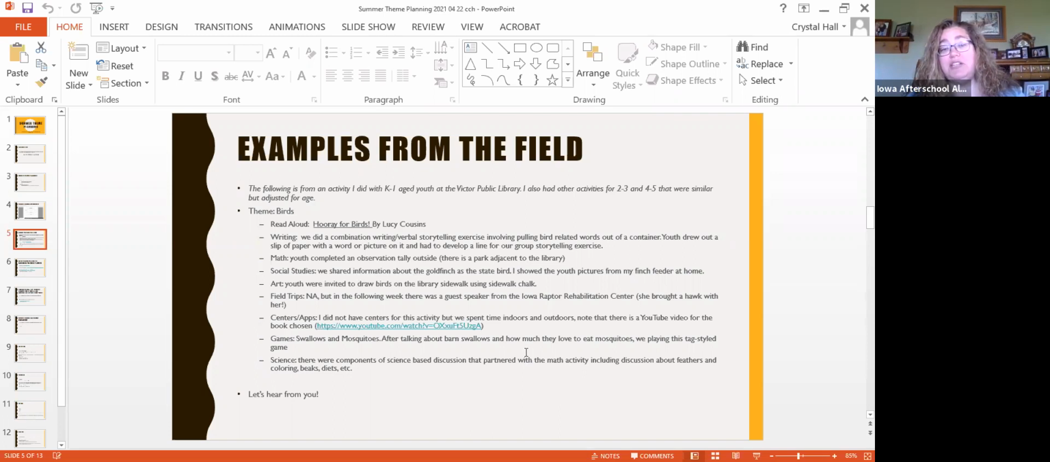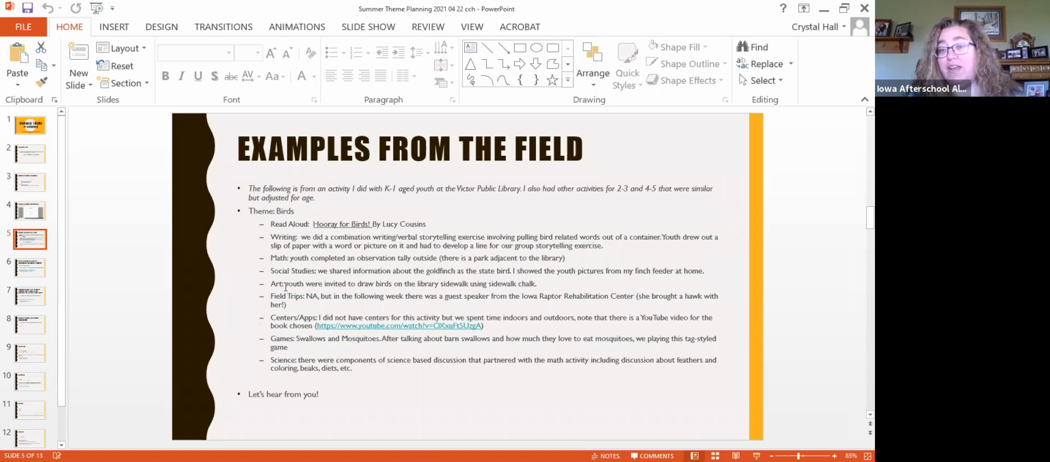For social studies, we highlighted one of the birds, the goldfinch, the state bird of Iowa. I have several finch feeders at my house, and I had several pictures that we showed the youth, so I was able to demonstrate them. We talked about the bird's beak and feathers and coloring and the difference between the boy birds and the girl birds, which also led to our science connection. Again, we used our math activity of tallying, and we used the pictures to talk about feathers, coloring, beaks, diets, things of that nature.